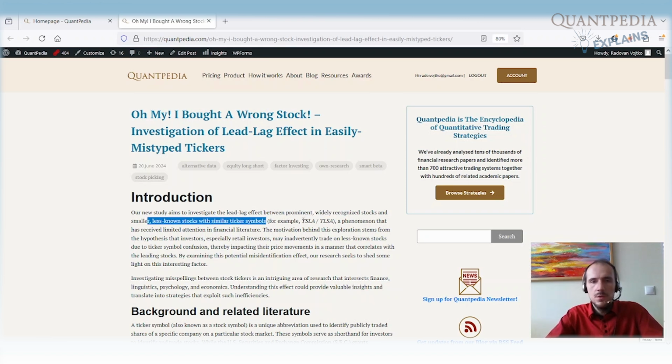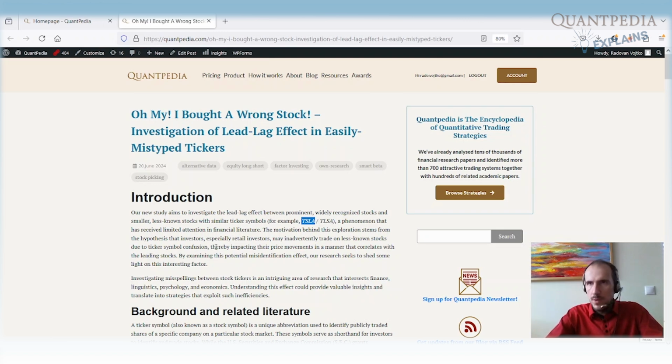We have a very well known stock, Tesla, which has a ticker TSLA, but there is another company which has stocks listed on New York Stock Exchange, and it has a ticker TLSA. So those two stocks can be very easily mistyped, and there are a lot of people who try to buy Tesla, but instead of buying Tesla they buy the different stock.